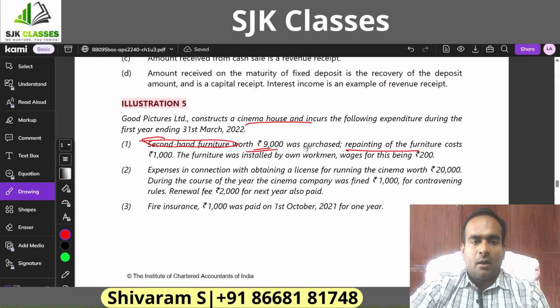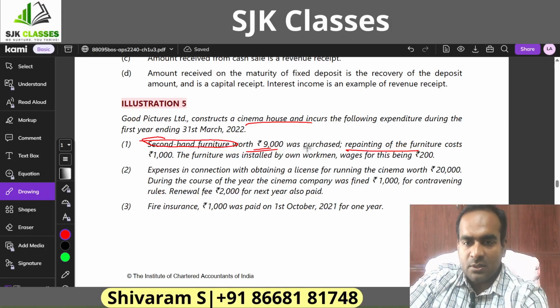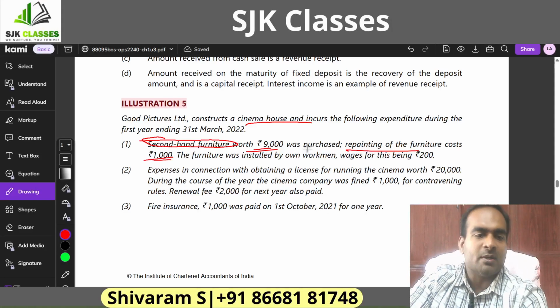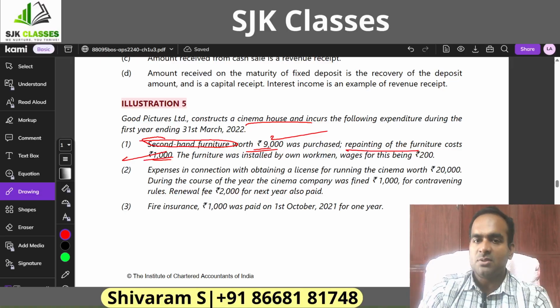The second-hand furniture costs 9,000 rupees. Then repainting the furniture is 1,000 rupees. So 9,000 is a capital expenditure. This 1,000 is also a capital expenditure, because without this repainting, I won't be able to use the asset. So 9,000 plus 1,000, that is 10,000, is a capital expenditure.